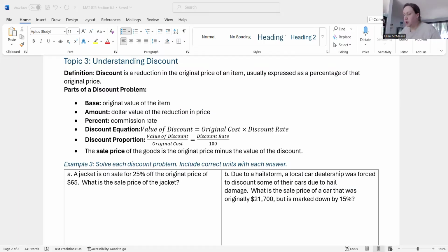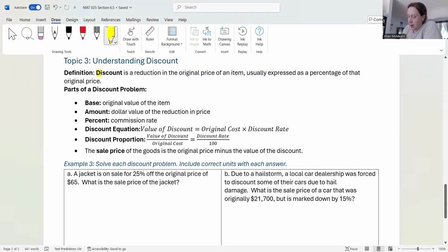For topic 3, we're going to talk about discount, which is just another application for percent problems. So let's look at the definition. Discount is a reduction in the original price of an item, usually expressed as a percentage of that original price. And because this is just an application for percent problems, we have words that we can use in place of base, amount, and percent.